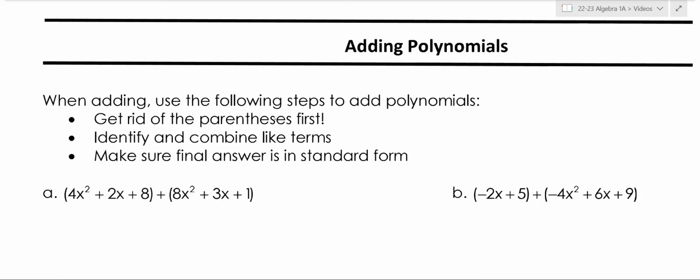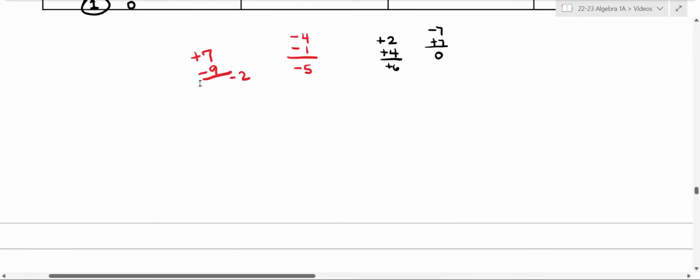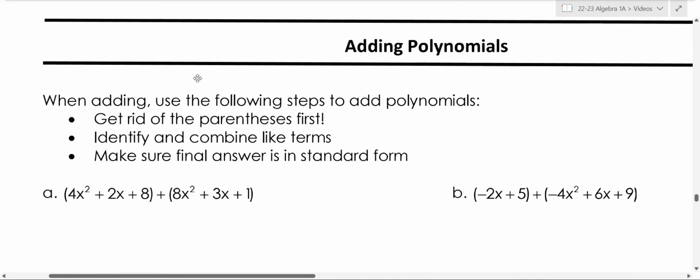In this one we're going to talk about adding polynomials, and once again we're just continuing the notes. Adding polynomials. When you add polynomials, try to think about these following steps. Number one, get rid of the parentheses first, or ignore them as necessary unless you really have to distribute, and we'll talk about that in the upcoming videos. Identify and combine your like terms to simplify, and then make sure your final answer is in standard form. You'll get used to doing that very quickly.